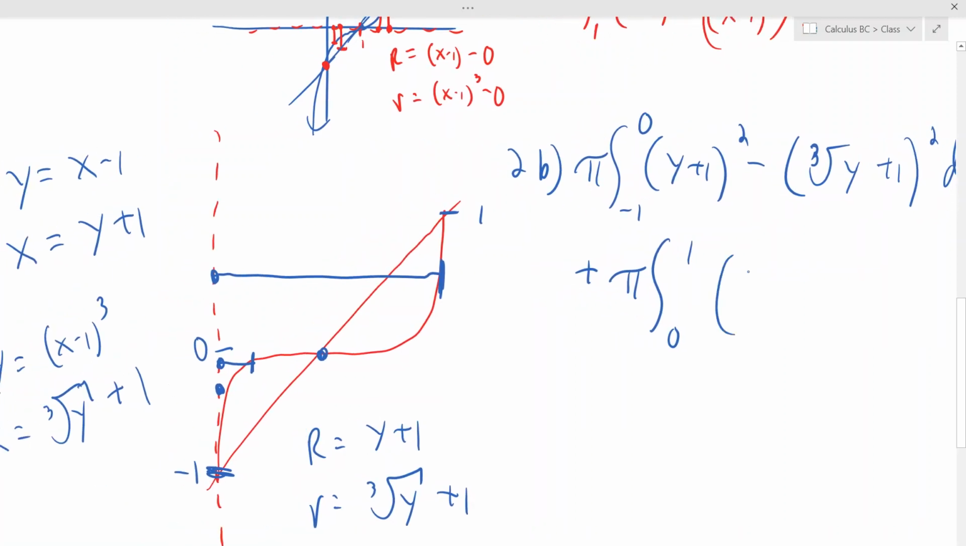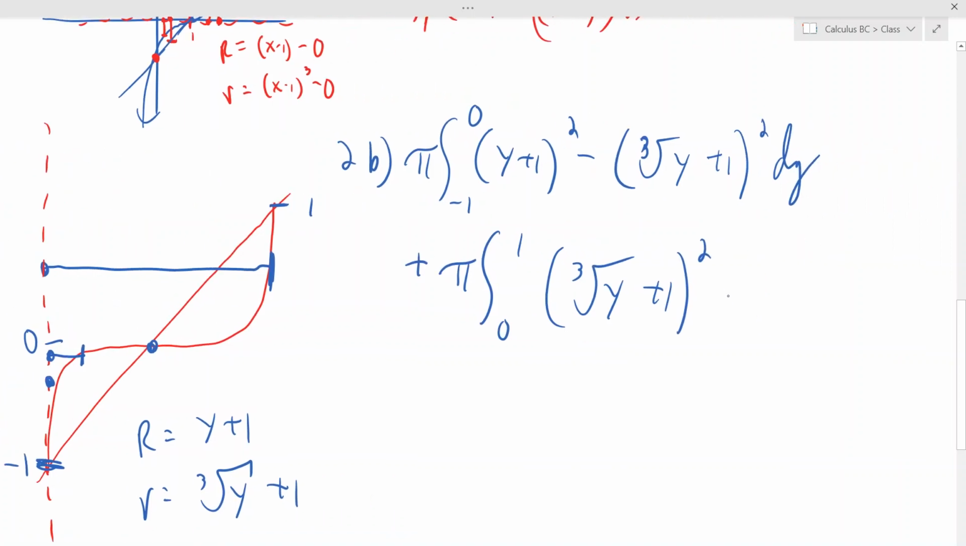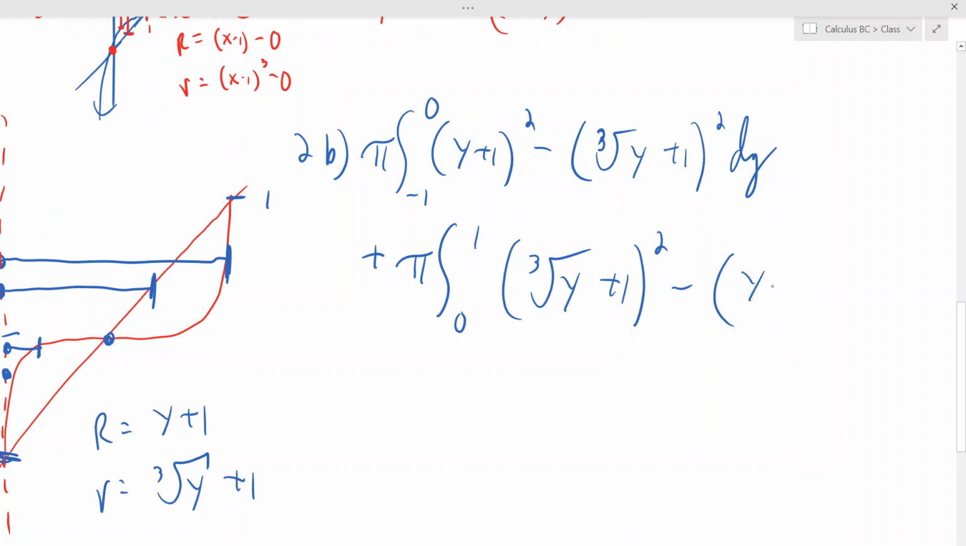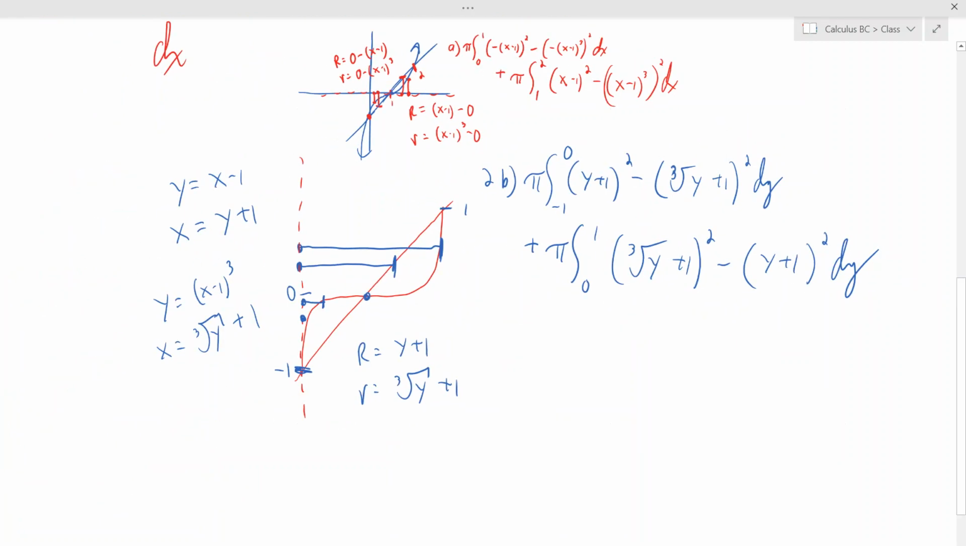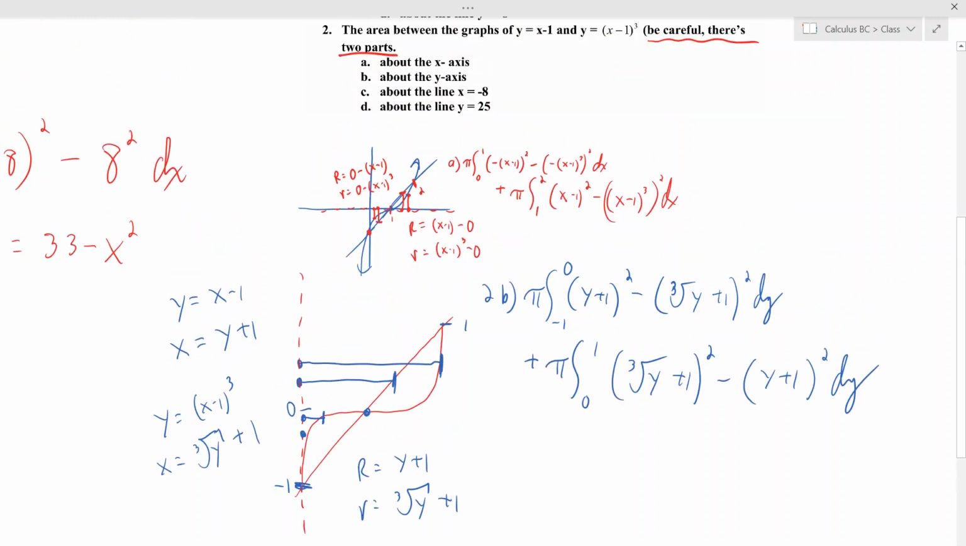So that's the cube root of y plus 1 squared, minus 0 technically, right? But then squared, minus little r, which is from the axis to the line. So it's always right minus left when you do this, though, okay? So the line was y plus 1 minus 0, technically squared dy. So that's B. C is about the line x equals negative 8.